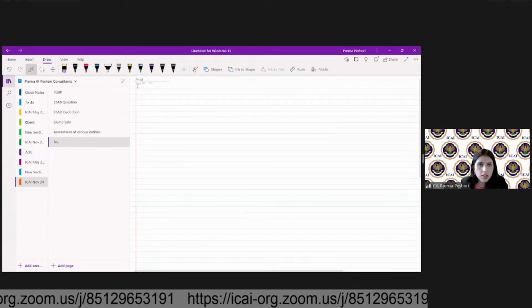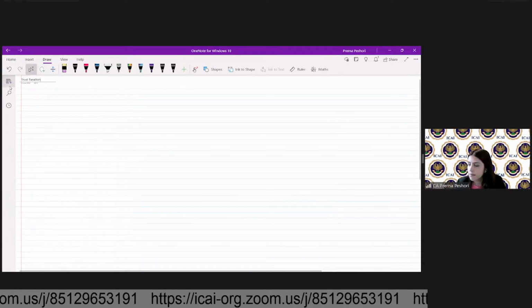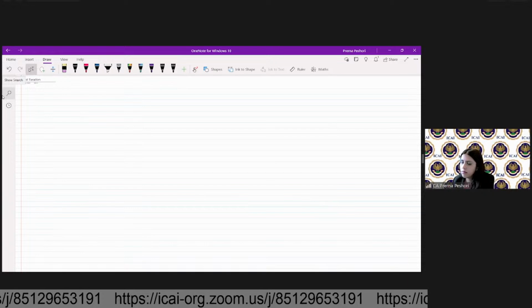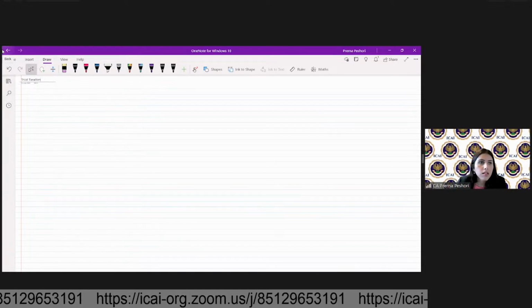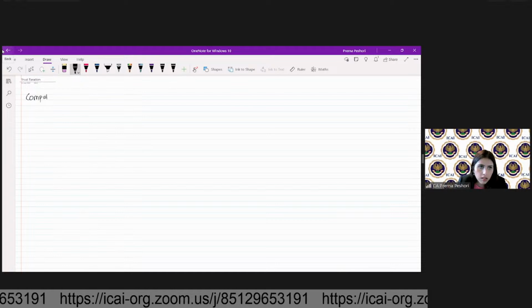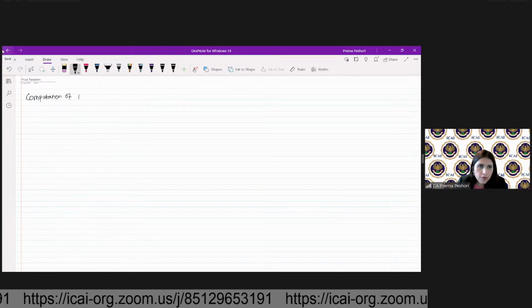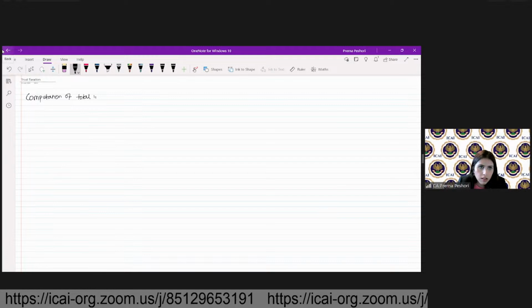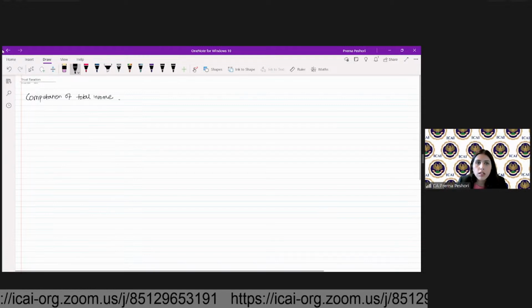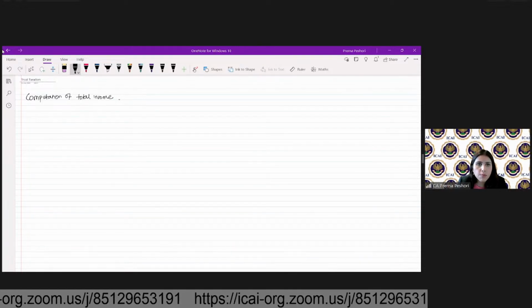Trust taxation. Computation of total income. Okay. So first is the gross receipts from hospital.